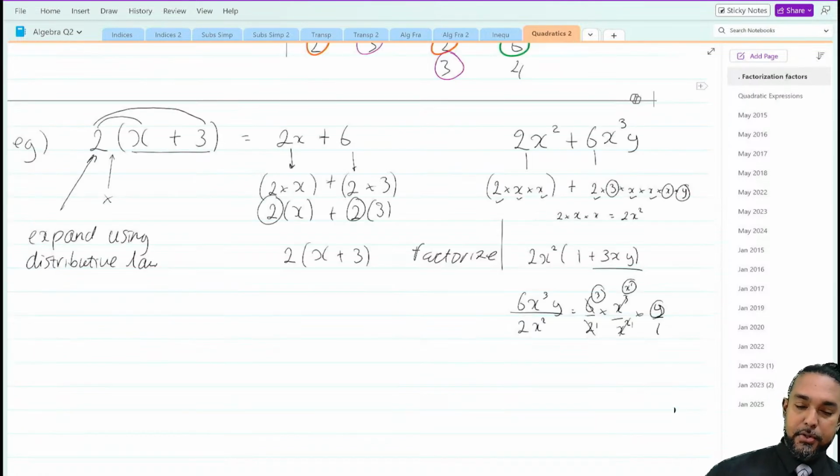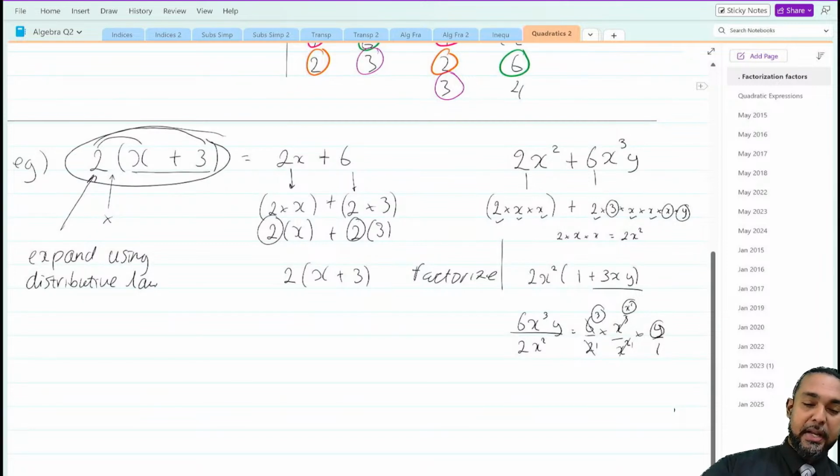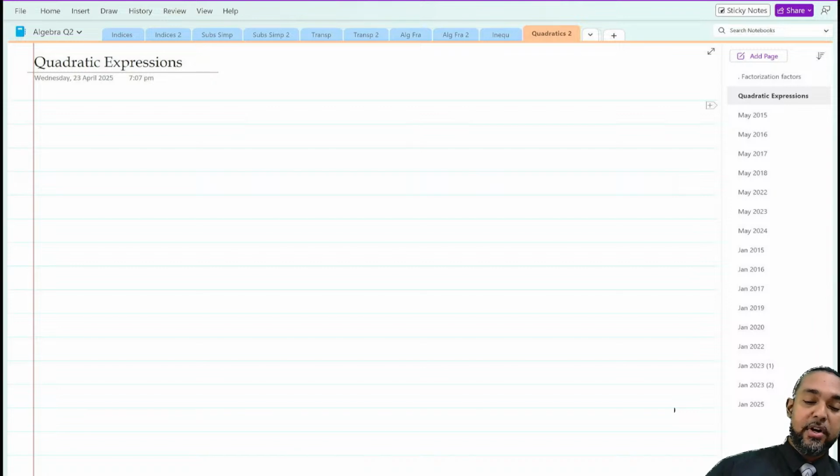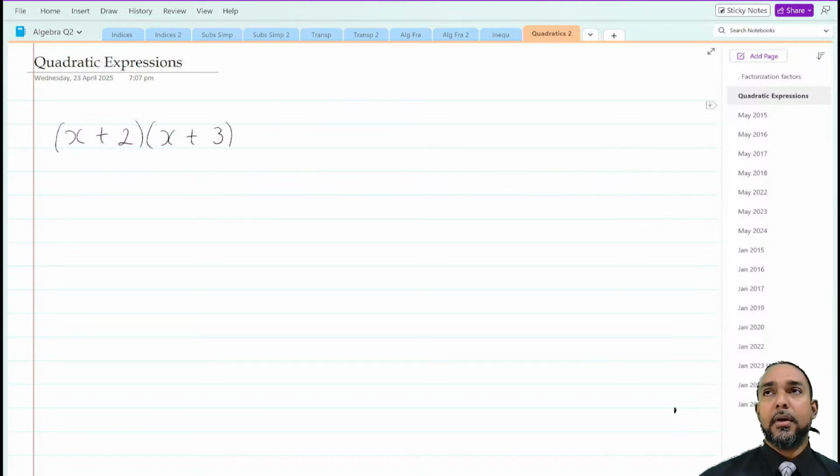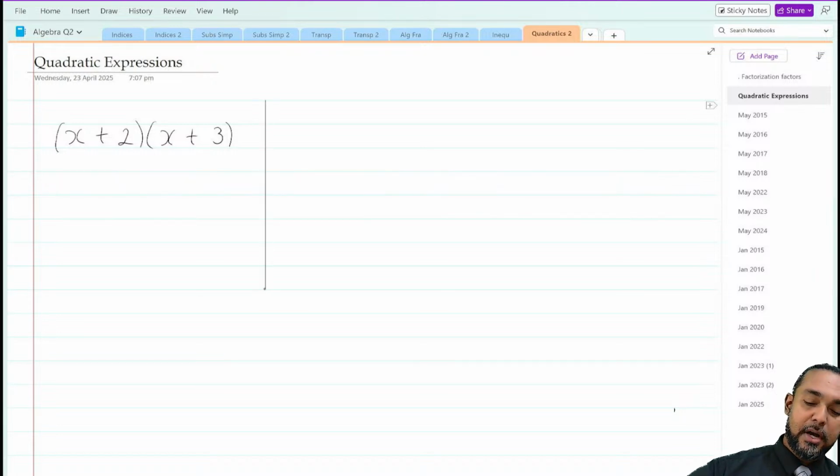Now, back on this page, we had an integer 2 by a binomial, x plus 3. What if we had two binomial expressions being multiplied? So x plus 2, then multiplied by x plus 3. Now, what is this? How does this make sense? Before, I mean, there's a very easy way I'll show you to do this, but what I want to do is go down a bit of a rabbit hole, right?